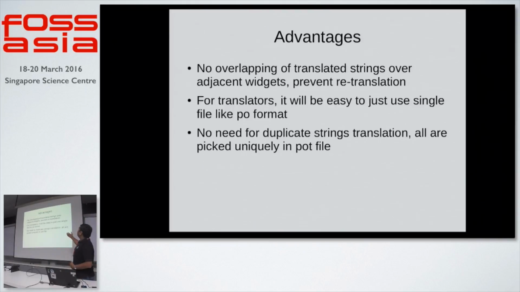For translators, it is easy to just use a single file like the PO format, because the strings are collected in a POT file. I have shown you the POT file, and from this POT file, individual PO files are created, and these PO files are translated. There is no need for duplicate string translation, because if a particular UI string is duplicated across multiple places in your source code, it will be collected as a single string, and a comment is added into the POT file saying this string was collected from a certain line number. POT and PO files make it very easy to get your product translated.